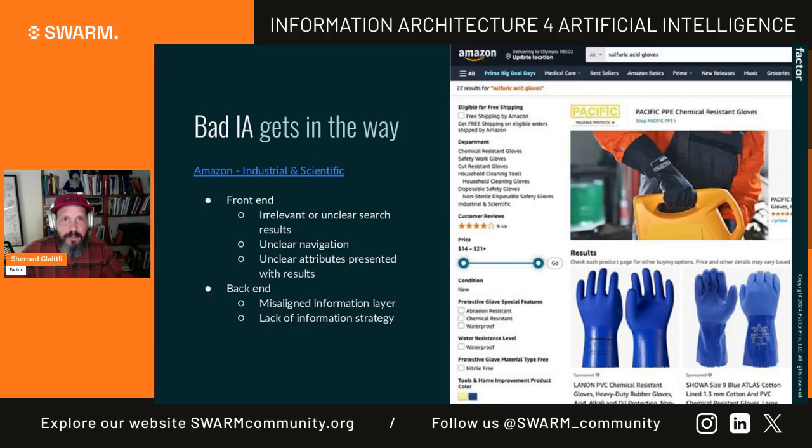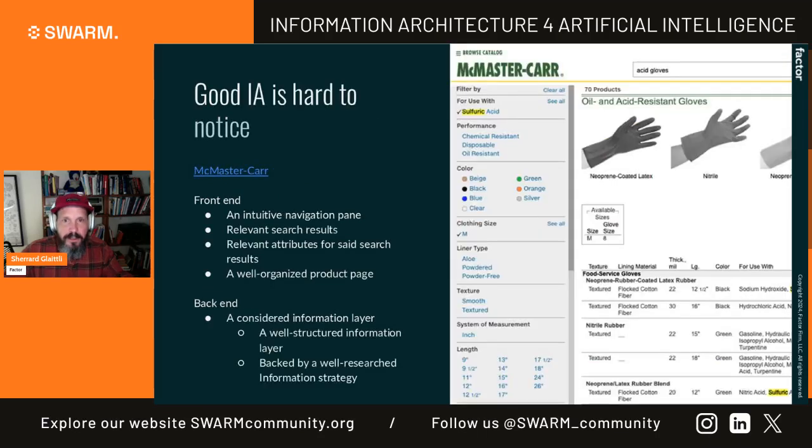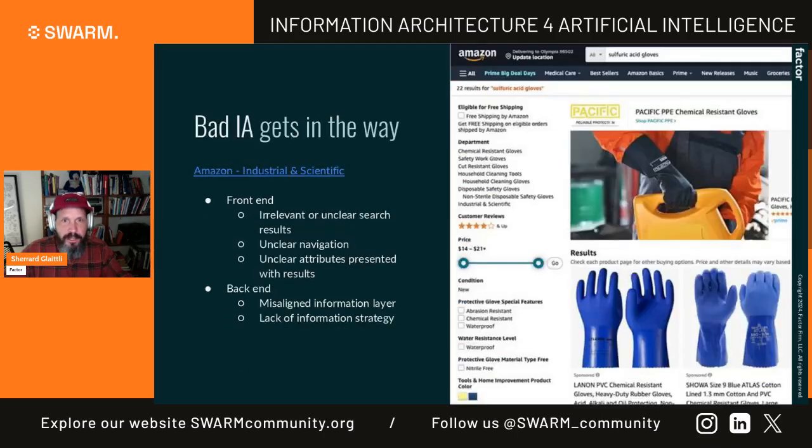And in the previous example, we had the sulfuric acid as an attribute that was selected. After I looked up acid gloves, it's like, oh, which acid do you want to use? Well, sulfuric acid. Okay, then it presents glove results based on that criteria. Searching for sulfuric acid gloves on the Amazon marketplace is a random hodgepodge.